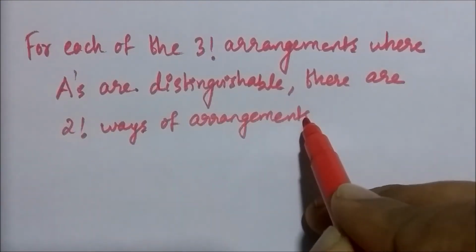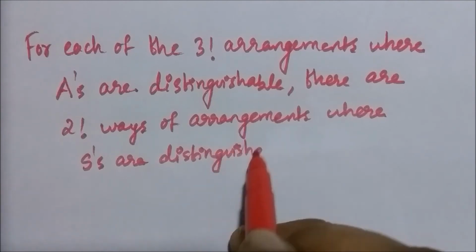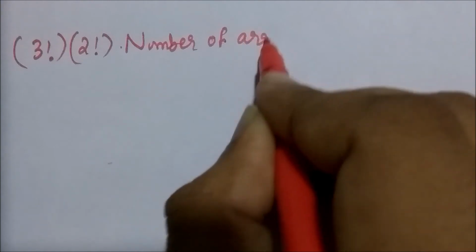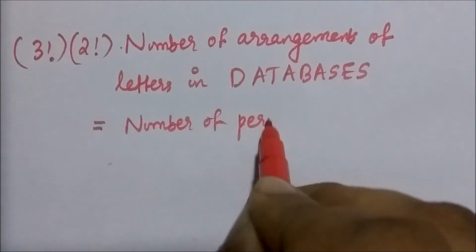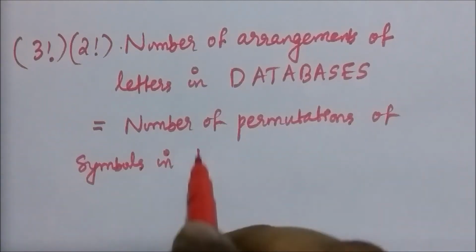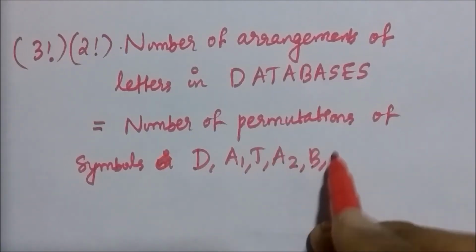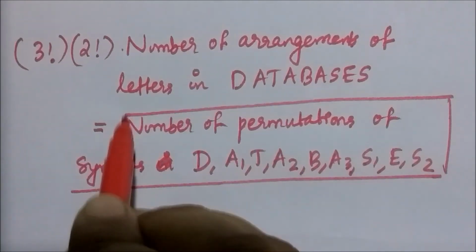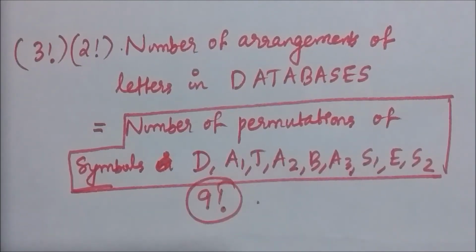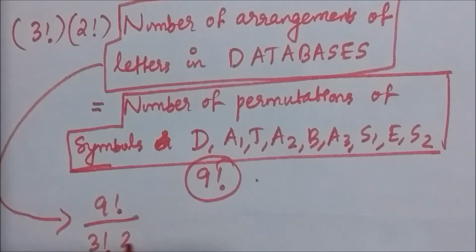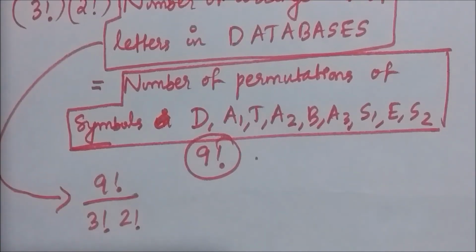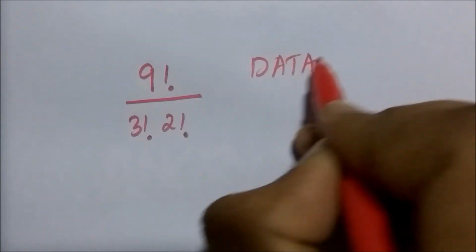With that analysis, we come to the formula that 3 factorial into 2 factorial into the number of arrangements of the letters in databases equals the number of permutations of the symbols D A1, T A2, B A3, S1, E S2, where we know that all 9 are different symbols. So we can do that in 9 factorial ways, and from that we get the number of arrangements of the letters in databases as 9 factorial by 3 factorial into 2 factorial.